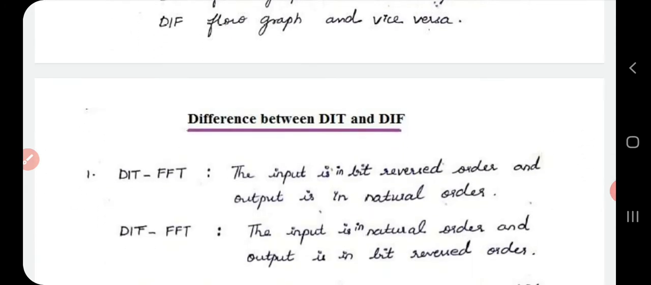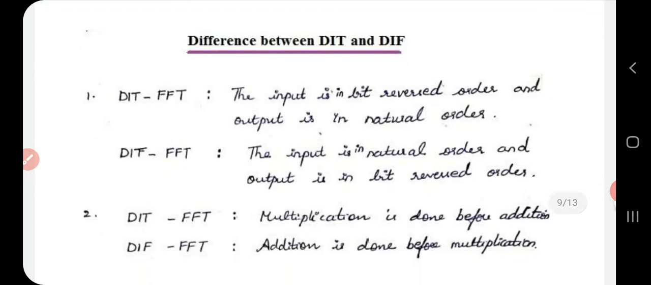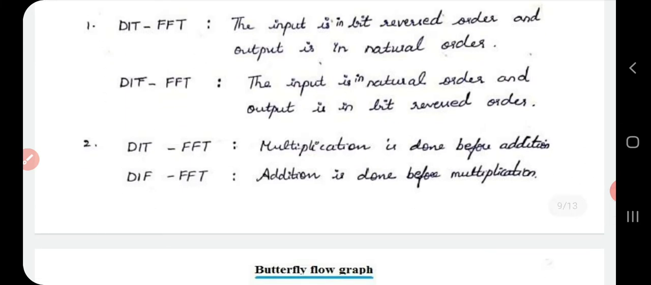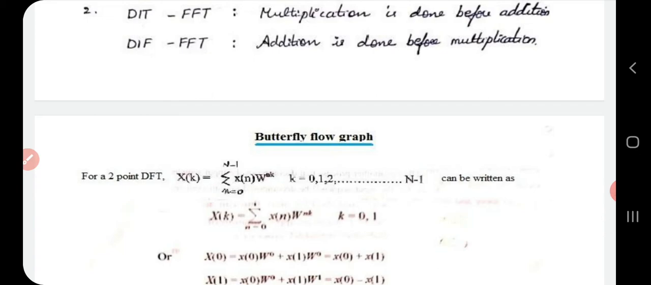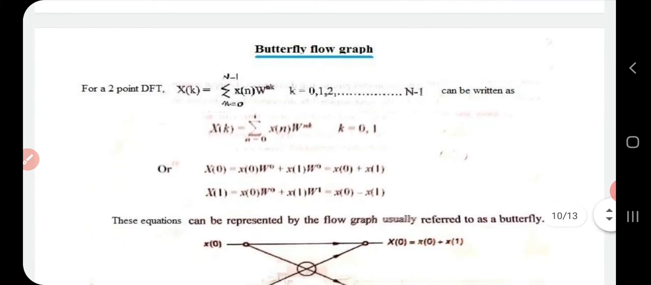Next is the difference between DIT and DIF. In DIT, the input is in bit-reversed order and the output is in natural order, whereas in DIF it is just the opposite. In DIT, multiplication is done before addition, whereas in DIF it is just the reverse. Okay. Now there is one more concept named the butterfly flow graph.